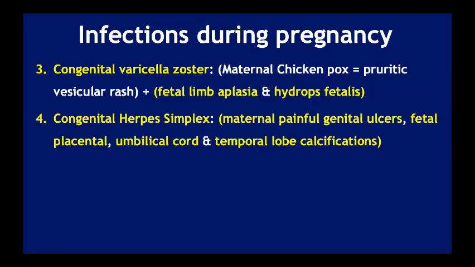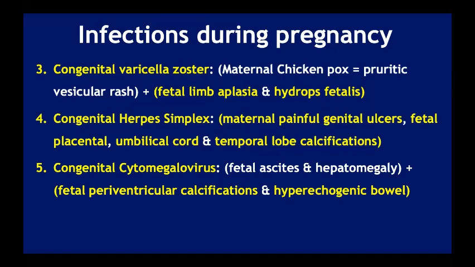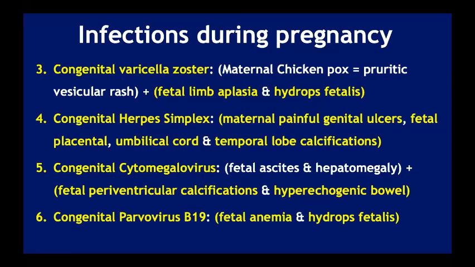Congenital herpes simplex: maternal painful genital ulcers, fetal placental, umbilical cord and temporal lobe calcifications. Congenital cytomegalovirus: this will show up with fetal ascites, hepatomegaly, fetal periventricular calcifications, and hyperechogenic bowel. Congenital parvovirus B19: this will show up with fetal anemia and hydrops fetalis.